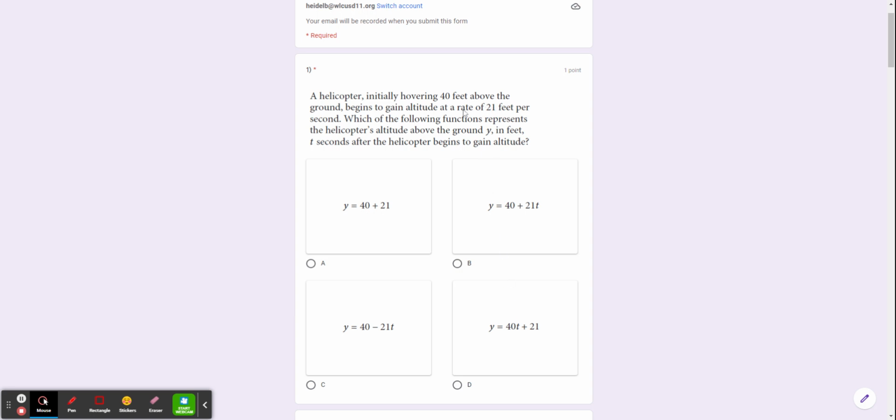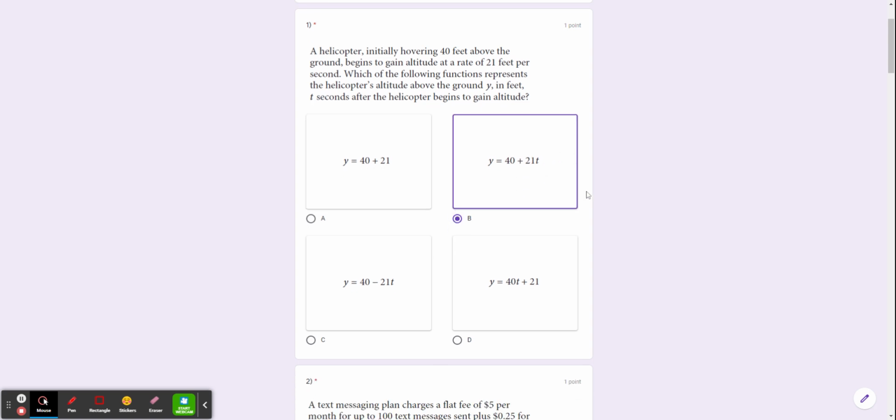Now, since it's starting at 40 feet, we need to have a 40 in the front, so it has to be either A or B, but this one doesn't include the amount of time the helicopter is rising. There's no other variable in it. So the only valid choice is choice B.